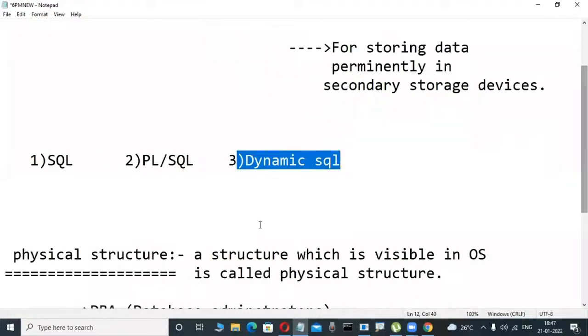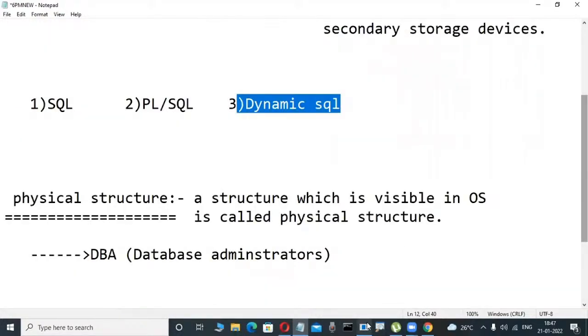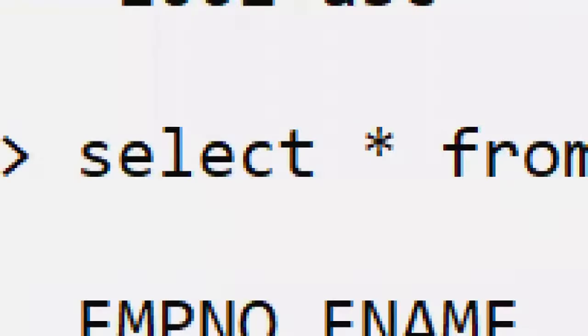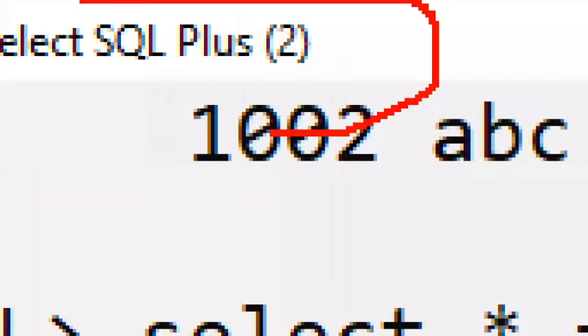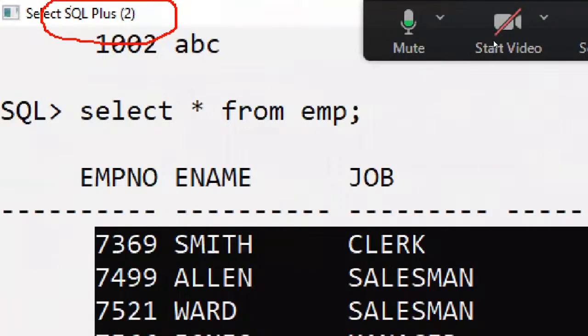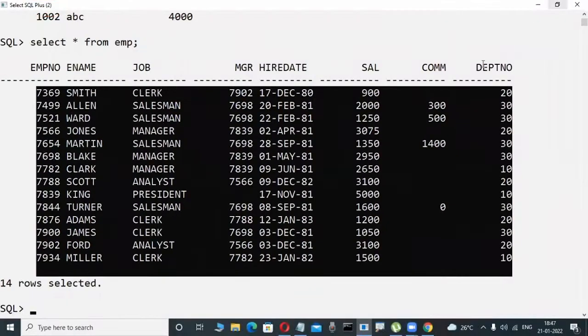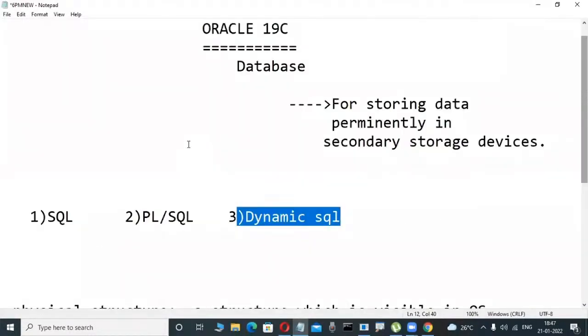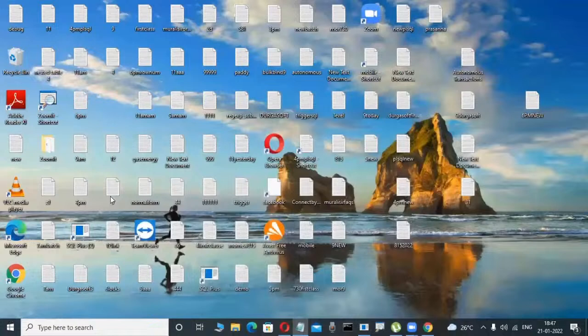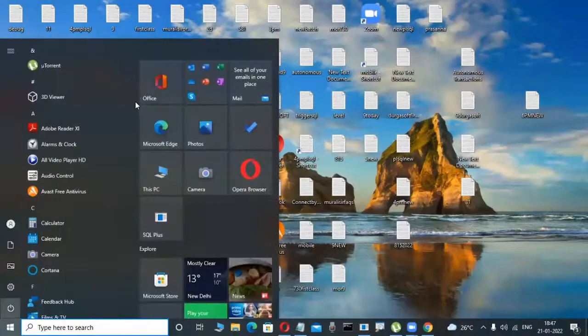But another thing is there in my system: SQL Plus. What is this one? This is a tool, called a client tool. If you want to connect to the Oracle database, we use client tools. SQL Plus is a tool, a default tool. Whenever I install the Oracle software, the tool is automatically available.